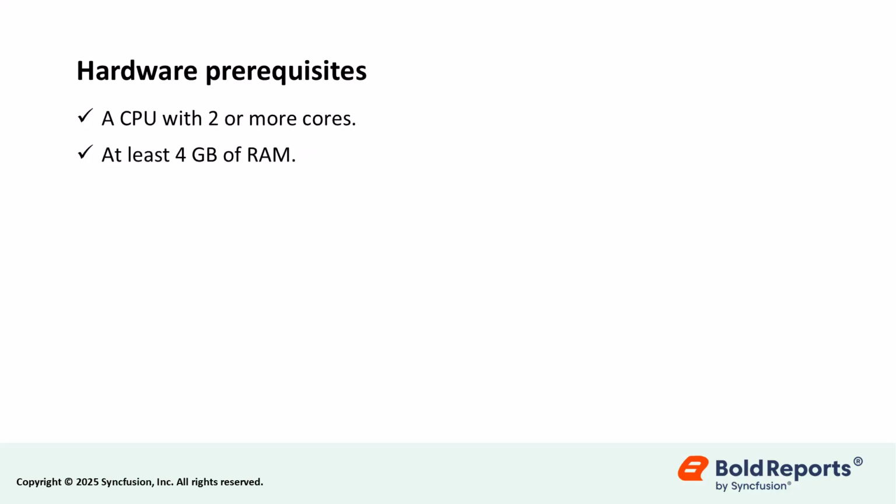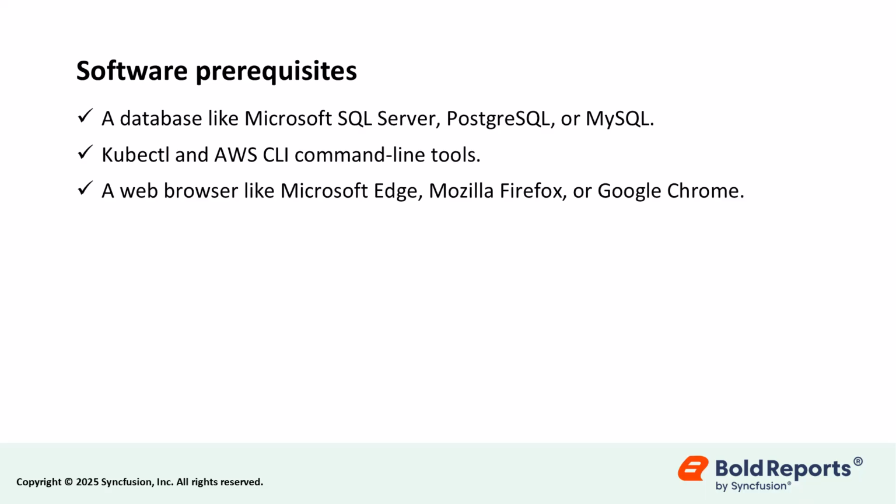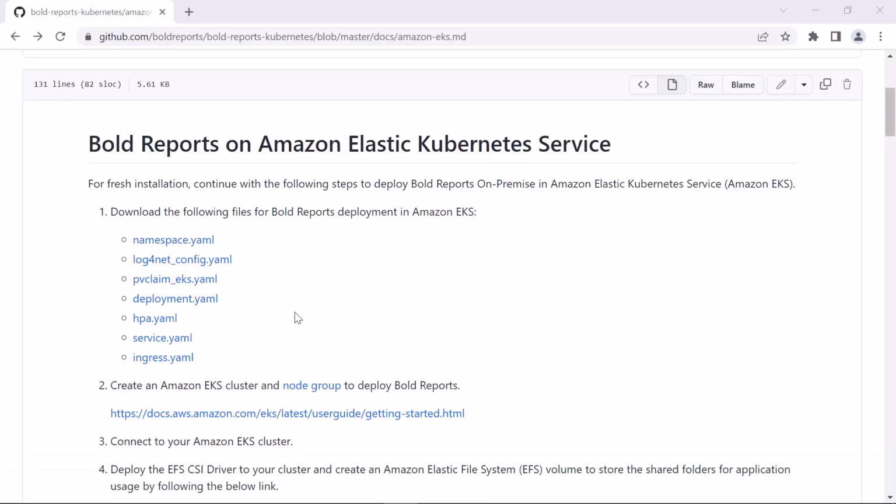Now, let me look at the hardware and software requirements for deploying the Bold Reports report server. The hardware requirements are a CPU with 2 or more cores and at least 4 GB of RAM. And the software requirements are a database like Microsoft SQL Server, PostgreSQL or MySQL, kubectl and AWS CLI command line tools, and a web browser like Microsoft Edge, Mozilla Firefox, or Google Chrome. Now let's start the deployment.